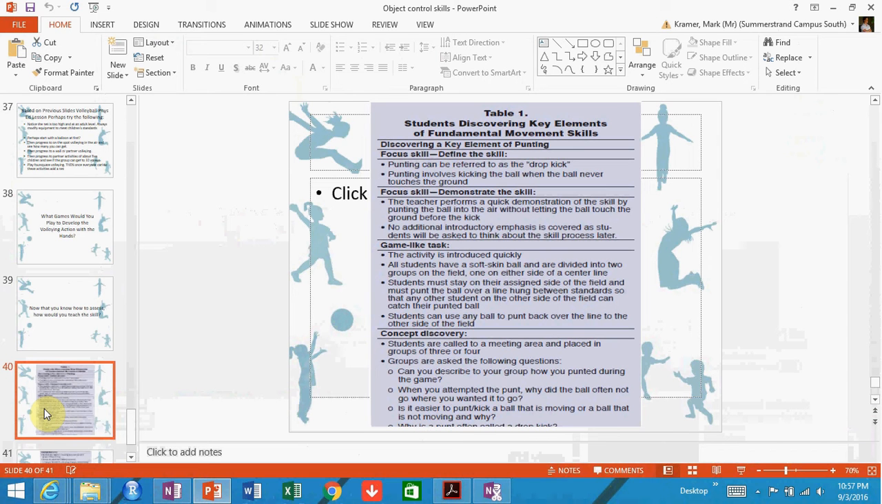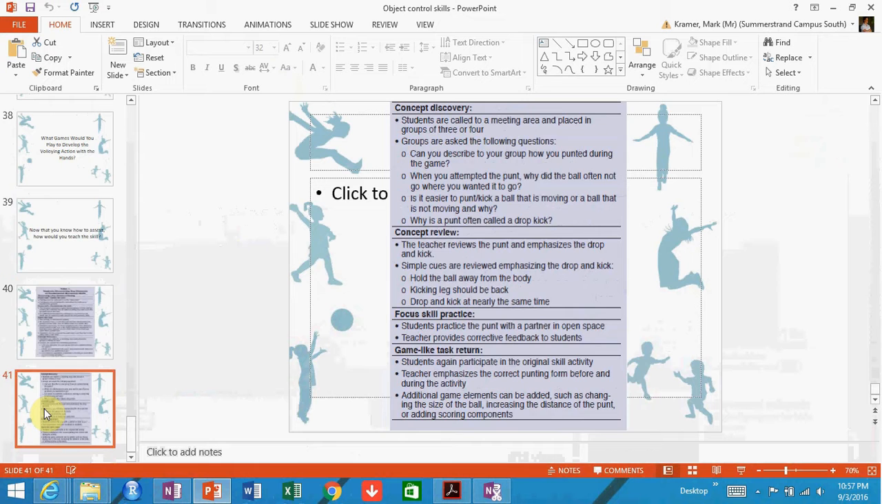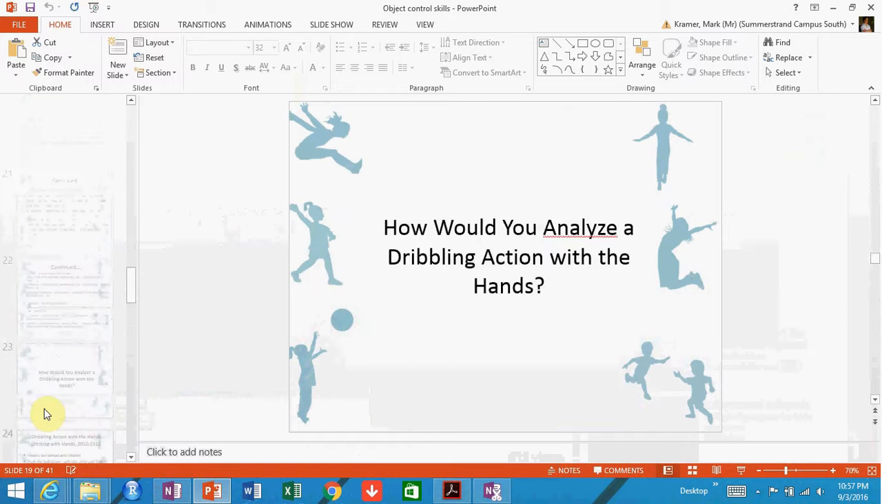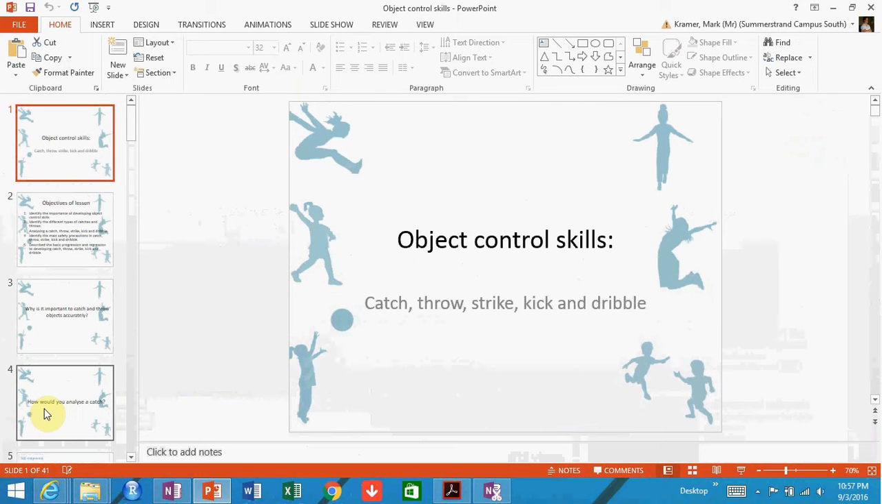We're going to try this at schools, but I must warn you that your grade 1s might struggle with the game-based approach and the reflective questions. Grade 2s might struggle as well. Your grade 3s should be fine. So we are going to discover this together. Okay, so that is your different object control skills and how to teach them.